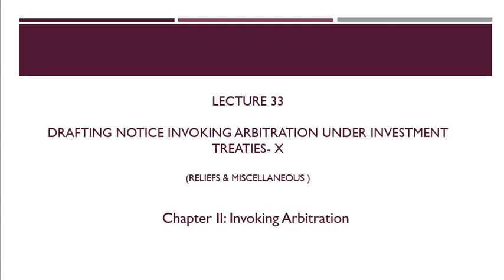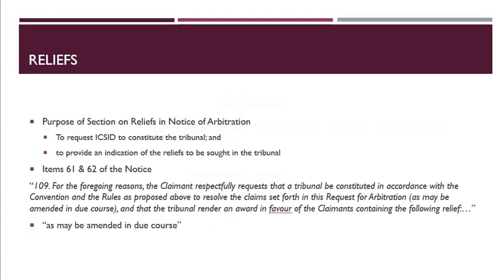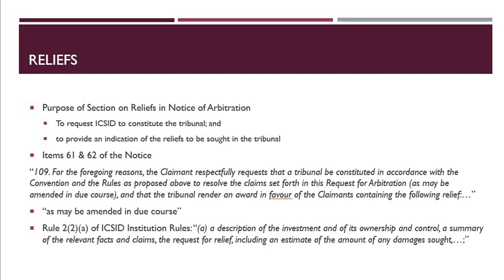The 11th part of the checklist relates to reliefs sought. Reliefs are the most important parts of a notice or request for arbitration. The purpose of the portion relating to reliefs in a notice of arbitration under the ICSID is twofold: to request ICSID to constitute the tribunal and to provide an indication of the reliefs to be sought in the tribunal. This is captured as items 61 and 62 of the checklist.